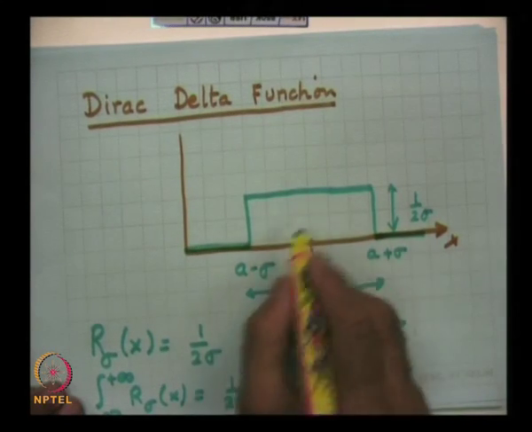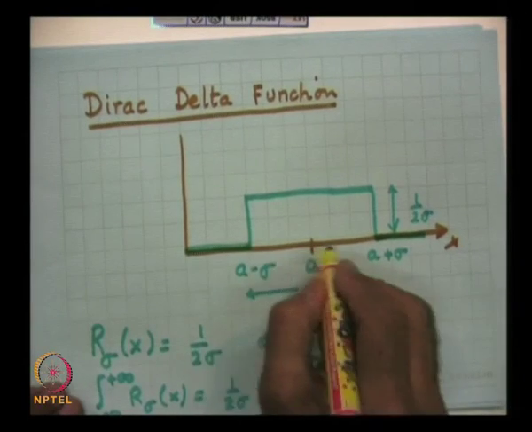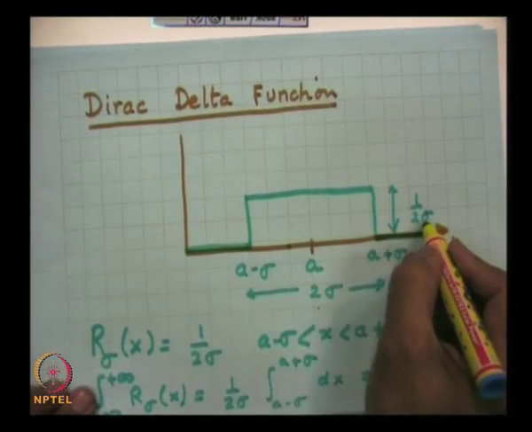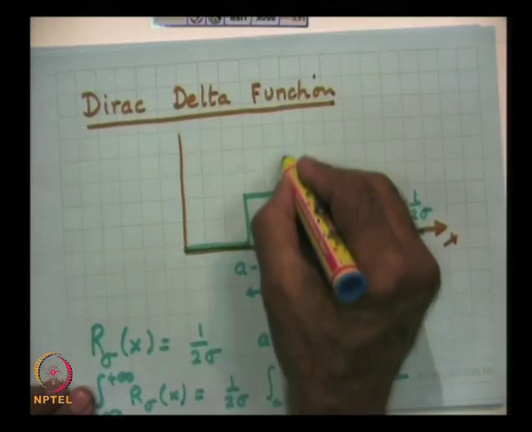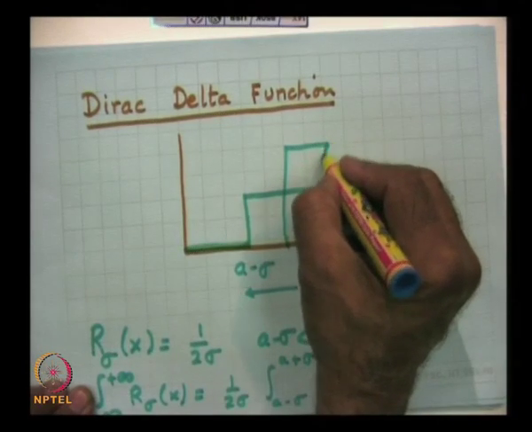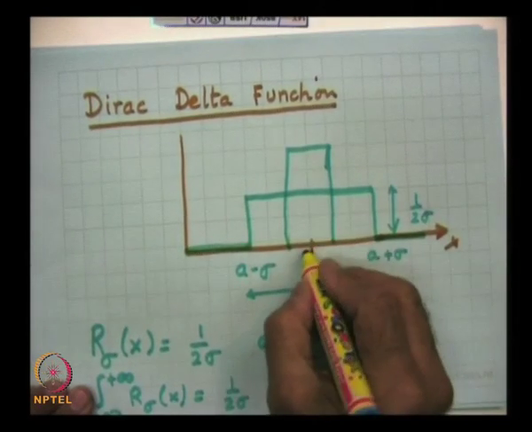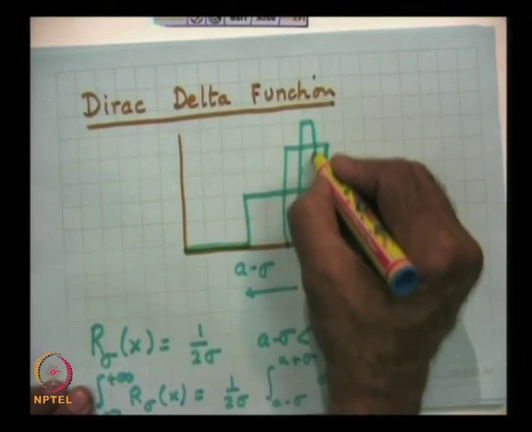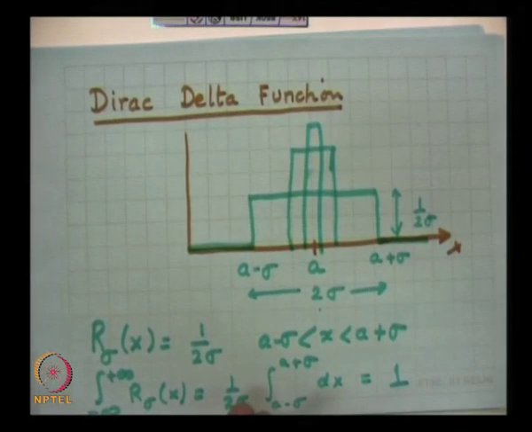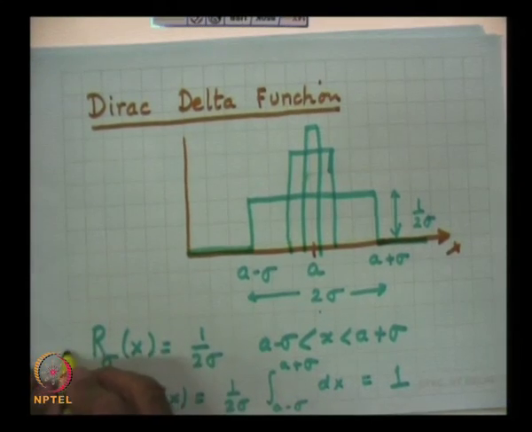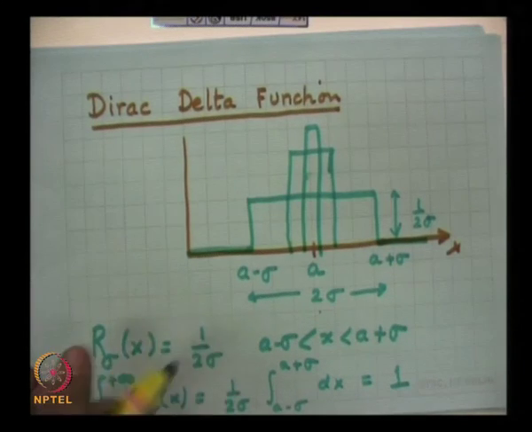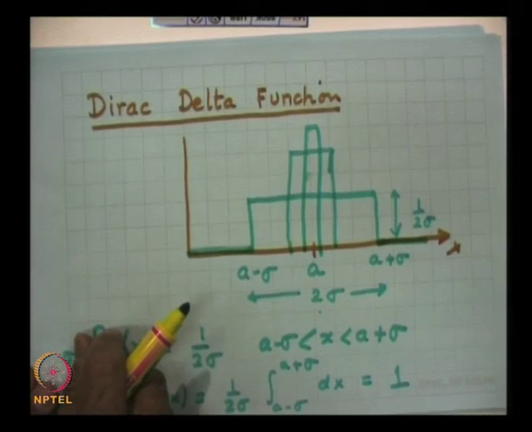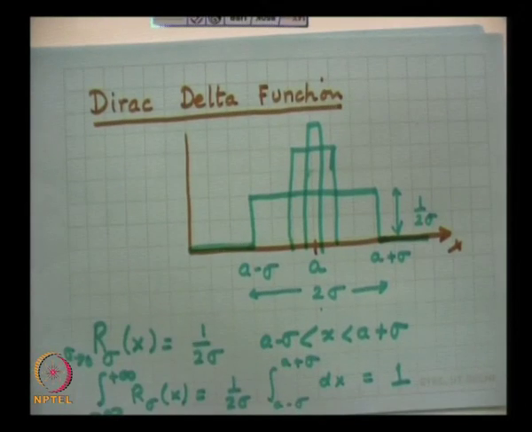So, let us reduce the value of sigma. If I reduce the value of sigma, the height becomes larger, and in the limit of sigma tending to 0, this becomes very sharp and very tall. So, in the limit of sigma tending to 0, this is one of the representations of the Dirac delta function. So, let me show you.